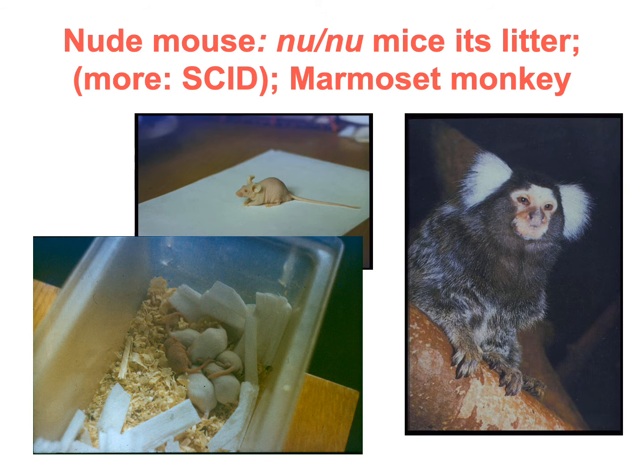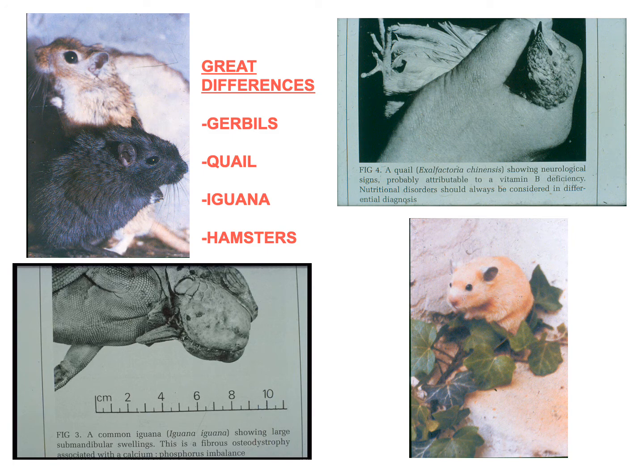You see a marmoset monkey. You can see that even in this picture, the consideration of species and strain is really essential. You see also great differences on this next picture, from the iguana up to the gerbil through the Japanese quail and hamster. A series of different species are present as experimental animals.